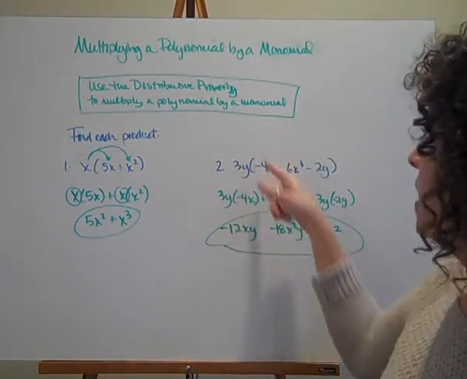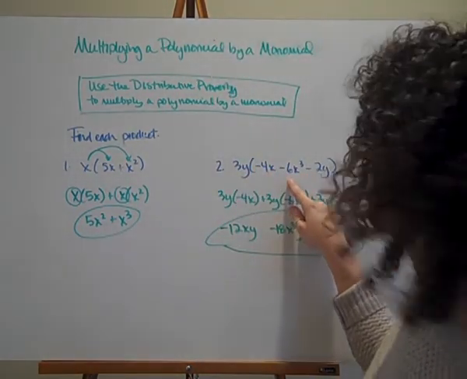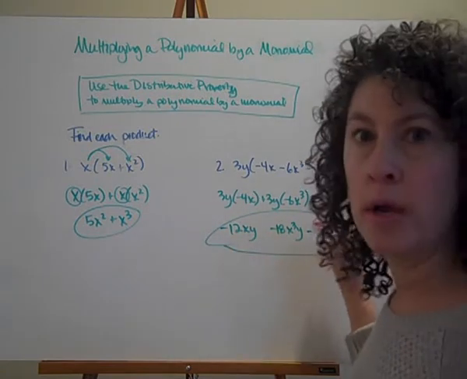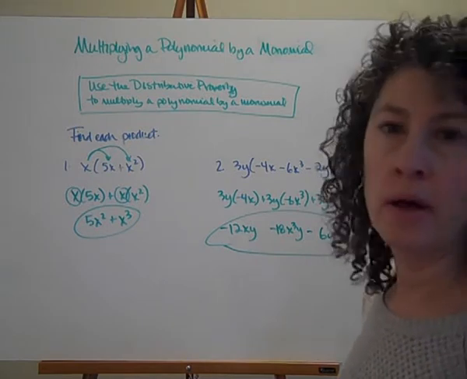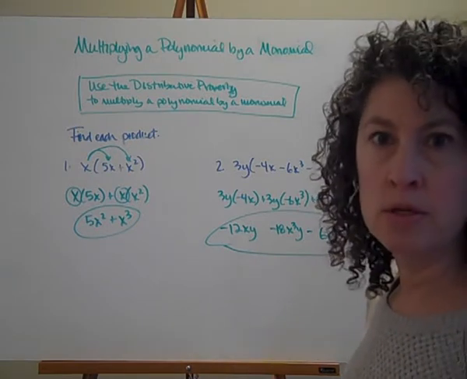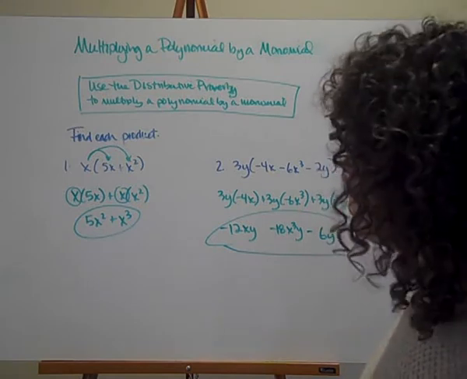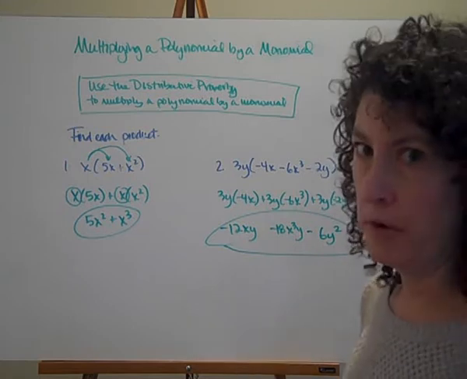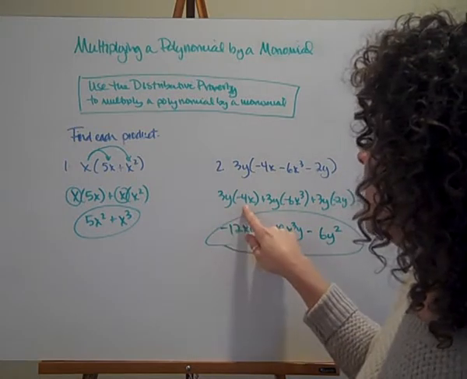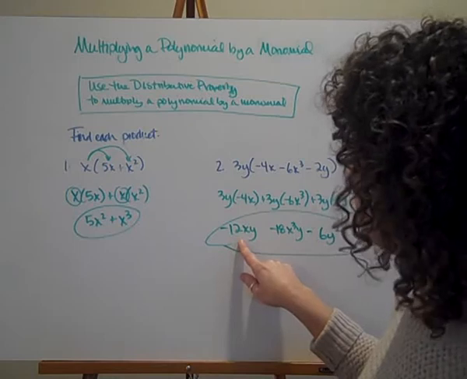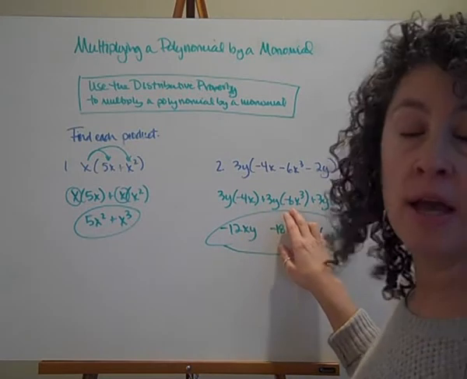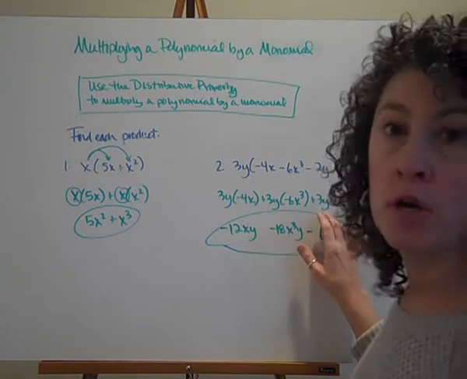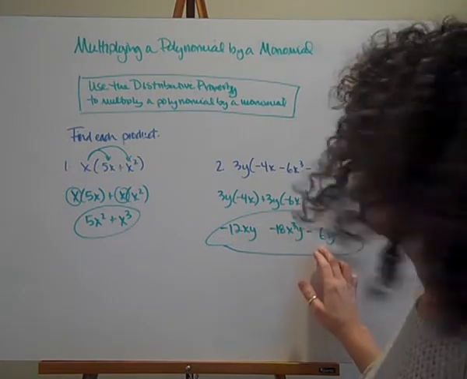Next one, 3y, and then in parentheses, negative 4x minus 6x cubed minus 2y. Again, I'm going to distribute this, and I've written it out the long way here. As you get comfortable with it, you're not going to do that. Feel free to do it in your head, just like we do with the distributive property normally with our constants. But I want you to see it, because this is going to come back very shortly. So we've got our 3y times our negative 4x, which is negative 12xy. We've got our 3y times our negative 6x cubed, which is negative 18x cubed y. And we have our 3y times our negative 2y, which is negative 6y squared.